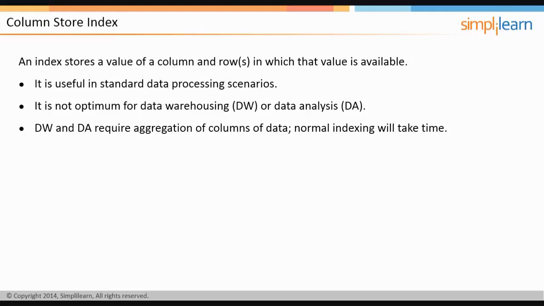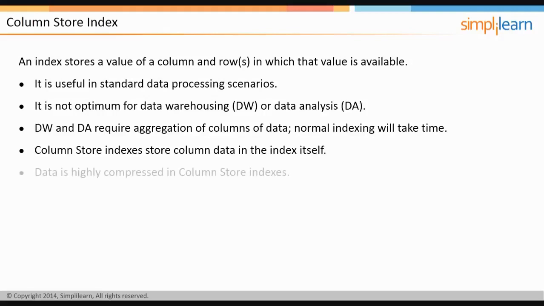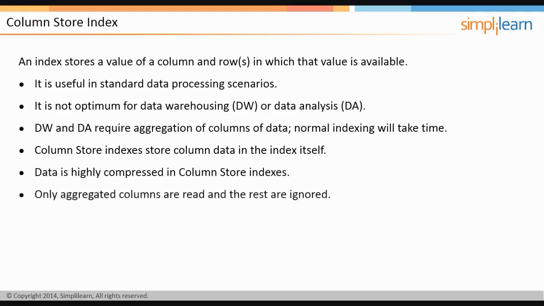This is why a new type of index was introduced in SQL Server 2012. The column store index is one where the index stores column-based data, not row data, within the index itself. Think of this as a clustered index for columns rather than rows. Column store indexes are also highly compressed, and only columns that can be aggregated, usually numeric values, are stored and read. The rest are ignored within the index.